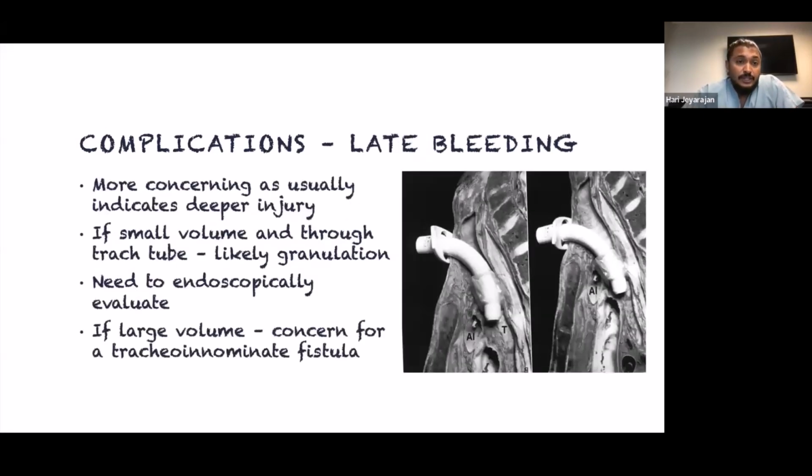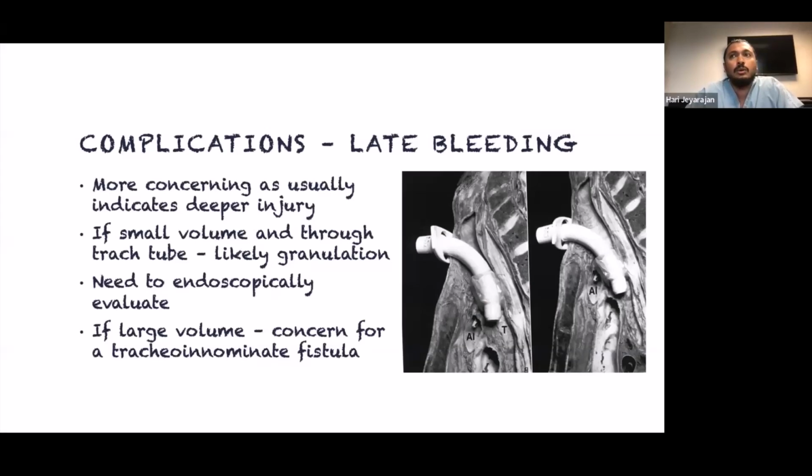Late bleeding is a different issue altogether. Late bleeding usually occurs one to two weeks, over a week to two after the trach has been placed. It means that the trach wound is matured, the stoma has matured, there shouldn't be any bleeding. And so if you're getting bleeding, it's usually indicative of a deeper injury. The concern is that it often can be large volume. If it's small volume and it's coming primarily through the tube, it usually implies that the tube itself is causing injury to the tracheal mucosa.